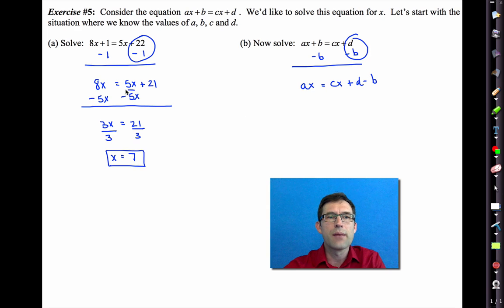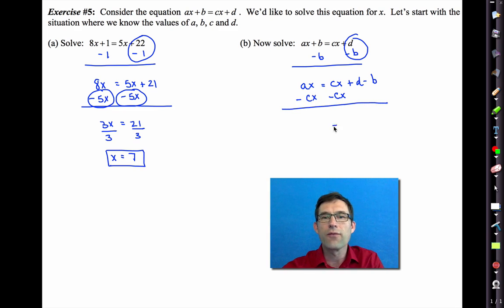Now, in this step, we added a negative 5x to both sides. Here, I'm going to add a negative cx, or subtract cx from both sides. Now, be careful. That leaves us with d minus b on this side, which is the same as being left with 21 on this side. But here, just for the time being, let me write this down. It's very dangerous. Students who look at algebra as simply being symbol manipulation might look at ax minus cx and go, well, the x's subtract, so you just get a minus c. Nope, the x's didn't subtract when we had 8x minus 5x. They're not going to subtract this time.